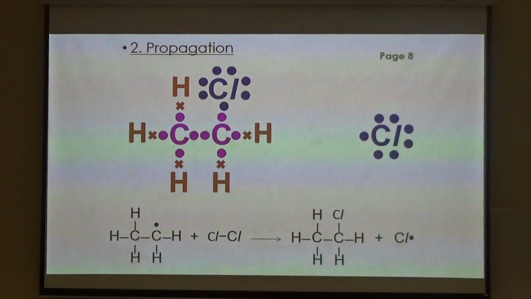So you will form your chloroethane. If you form chloroethane, you note there is another radical being produced. So when the radical is produced, the story goes on. Okay? The story goes on.